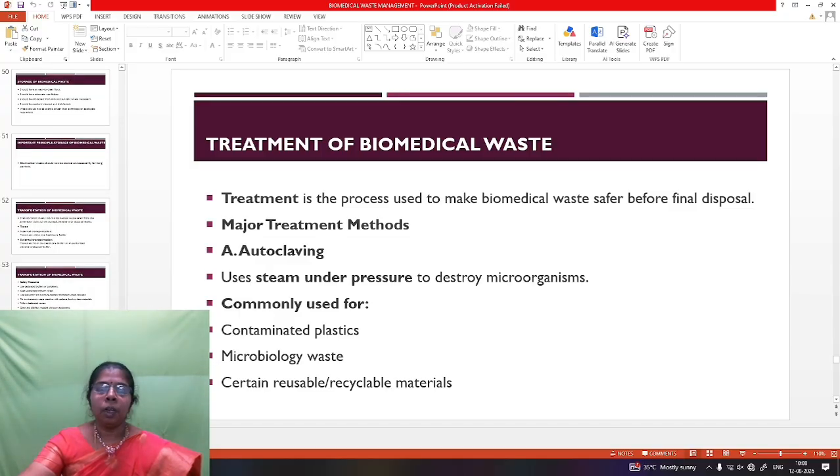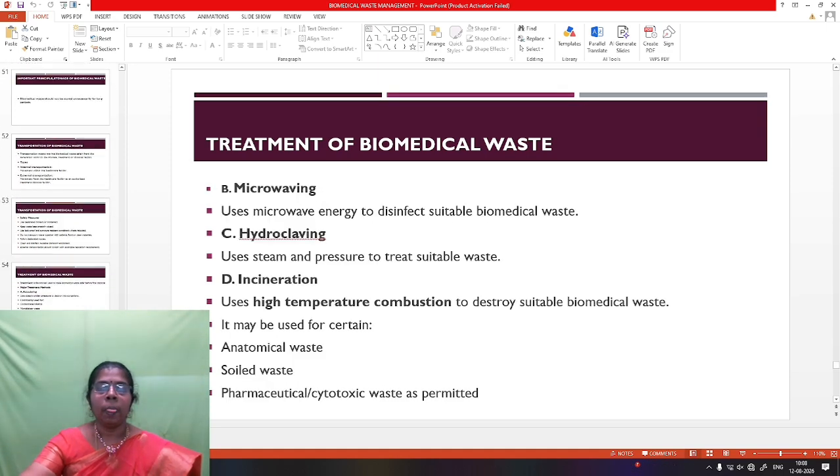And next one is treatment of the waste. The treatment is the process used to make biomedical waste safer before final disposal. So major treatment methods are there. One of the methods is autoclaving. It uses steam under pressure to destroy microorganisms, commonly used for contaminated plastics, microbiology waste, and certain reusable or recyclable materials.